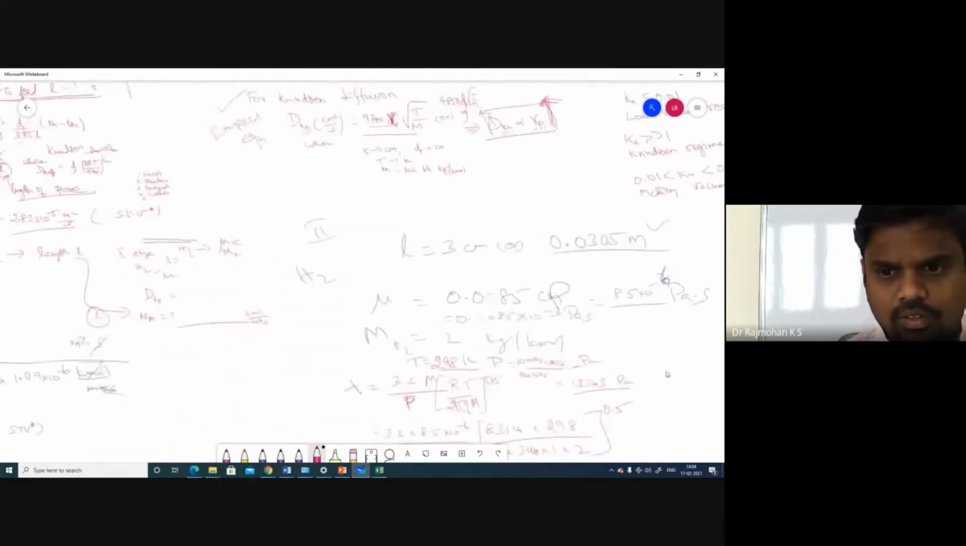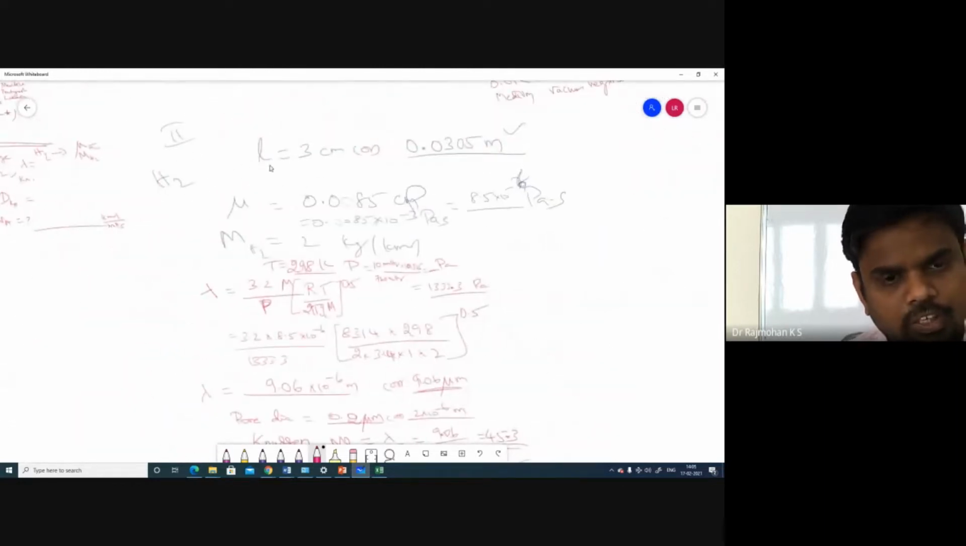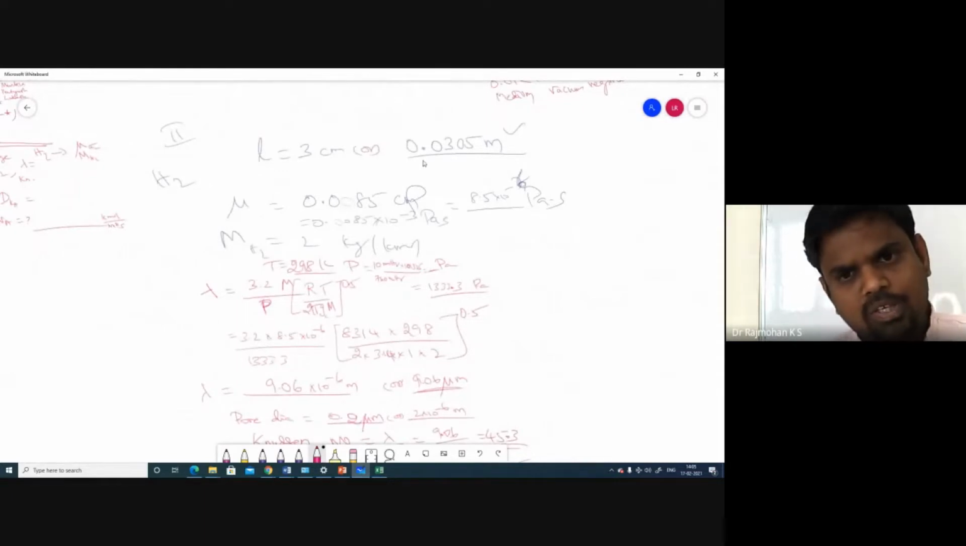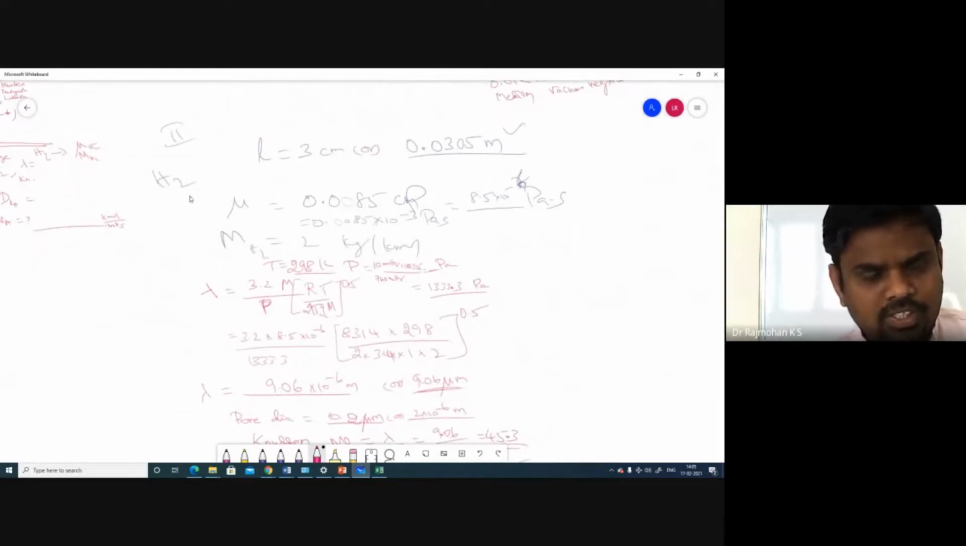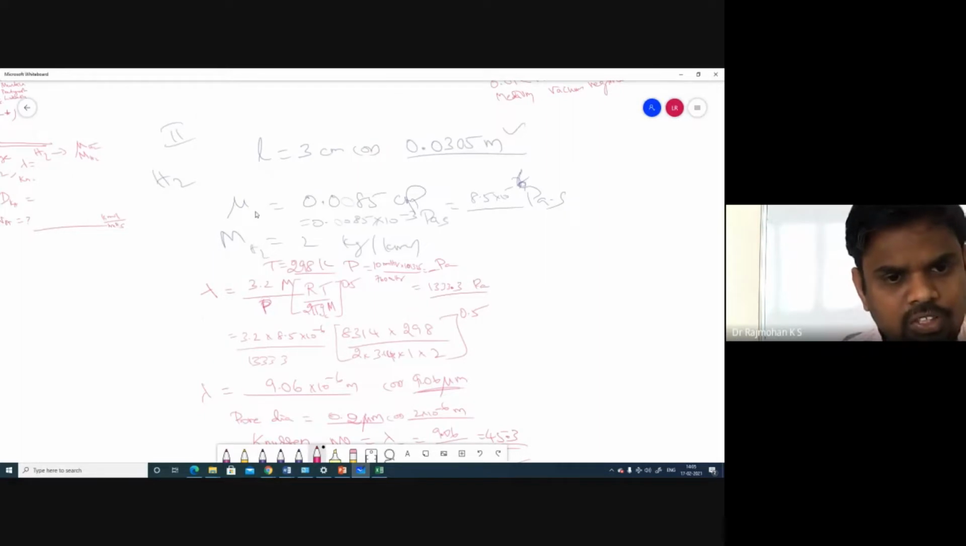So in the first part we got the value of length to be 3 centimeters or 0.0305 meters. For the second case, we convert the given viscosity data of 0.00832 to Pascal second. So you get 8.5 into 10 power minus 6 Pascal second. Molecular weight of H2 we have to use. If it is H, we will use 1. If it is an H2 molecule, we have to use 2. Temperature is given, pressure is given. Convert the given pressure to Pascal.